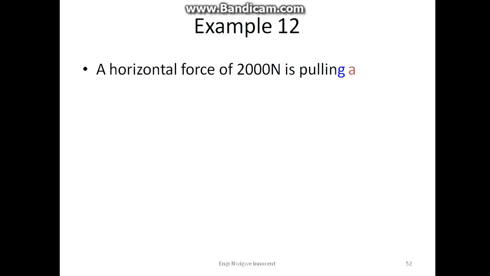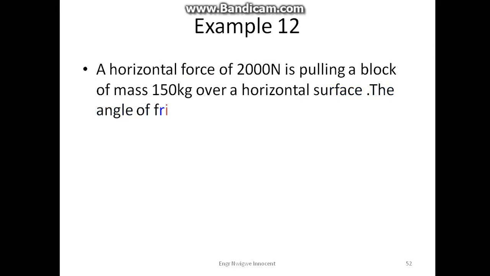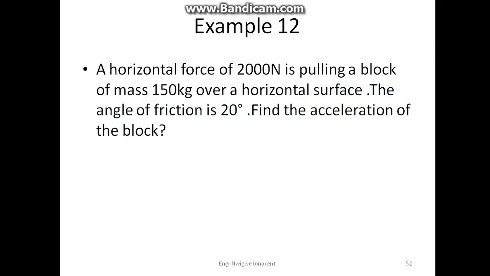Example 12. A horizontal force of 2000 Newton is pulling a block of mass 150 kg over a horizontal surface. The angle of friction is 20 degrees.